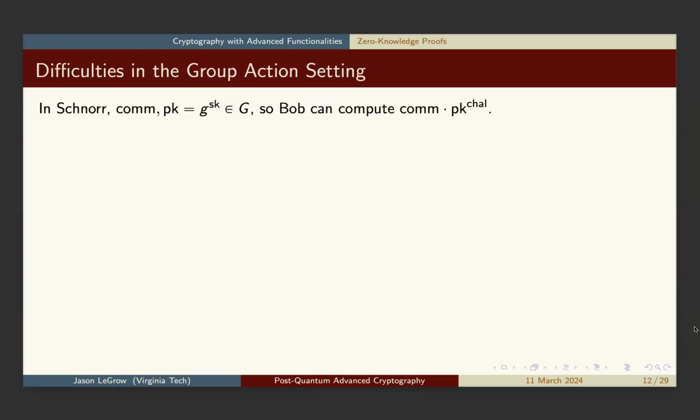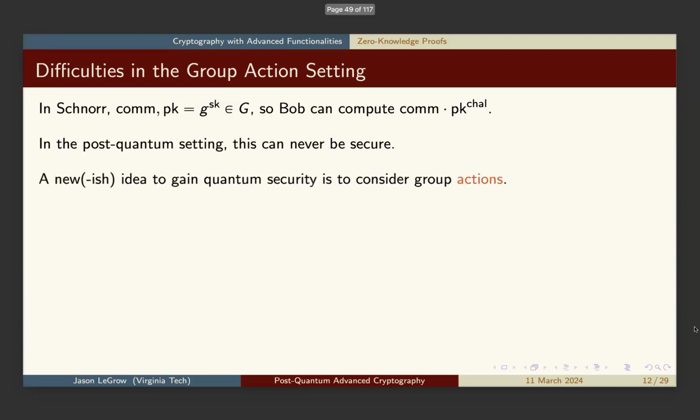So in Schnorr, the commitment and the public key are group elements. So Bob can compute the pk to the power of the challenge, because we're just in a group, and then you can multiply by the commitment, because again, we're still in a group. Great, we can do all these group operations. Of course, as I discussed, we saw the quantum algorithm. In the post-quantum setting, Schnorr can never be secure because no matter which group you take, you can solve the discrete logarithm problem on your quantum computer.